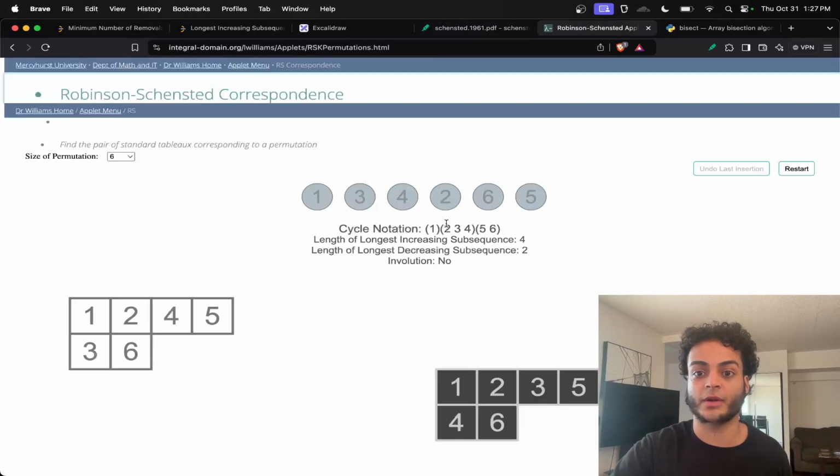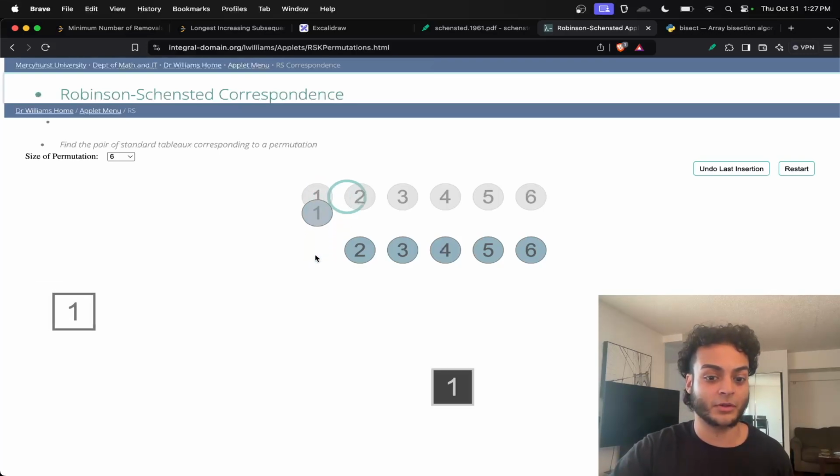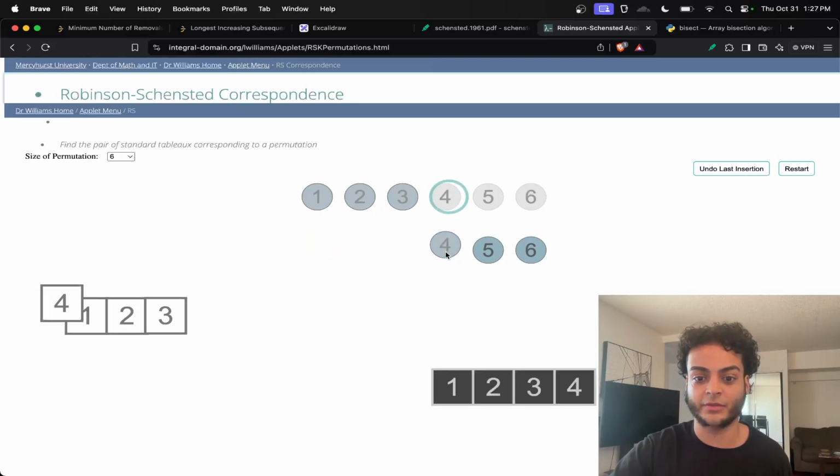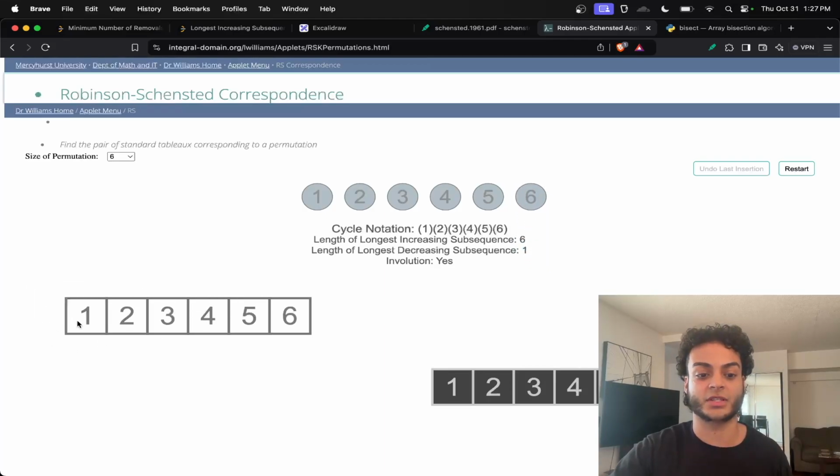I actually found this website. It's called integraldomain.org. It allows us to visualize it, right? So if I have an empty Young tableau and I add 1, and then 2, then 3, then 4, then 5, then 6, since these are in increasing order, we're always just going to add to the end of the row.